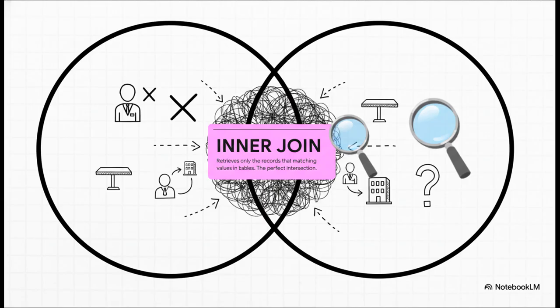The easiest way to think about this is like a Venn diagram. It only shows you the data that exists in that perfect overlapping section, the records that have a direct, confirmed match in both tables you're joining. If an employee isn't in a department, they're not going to show up. It's all about those perfect connections.